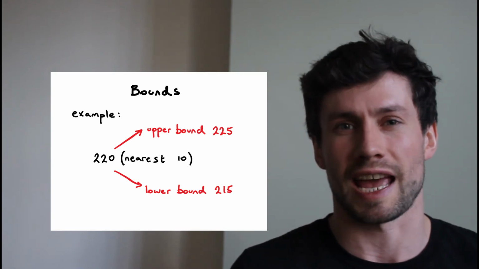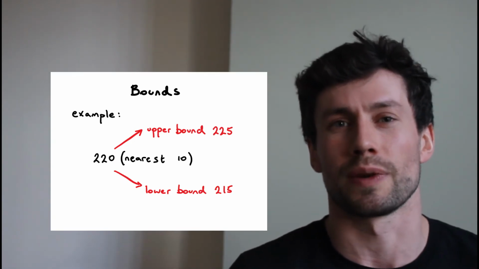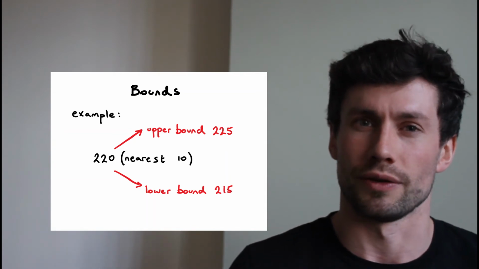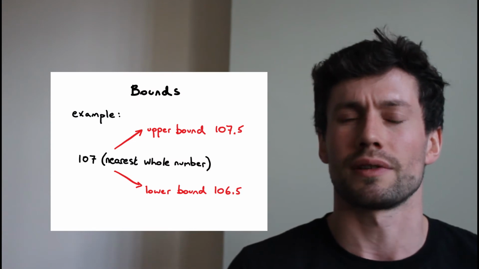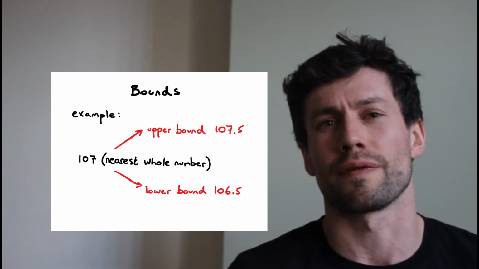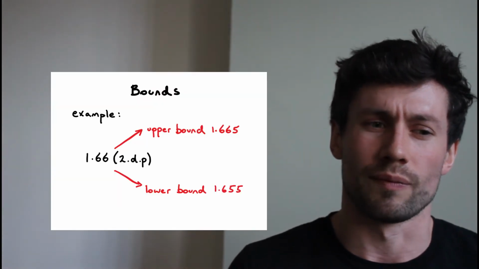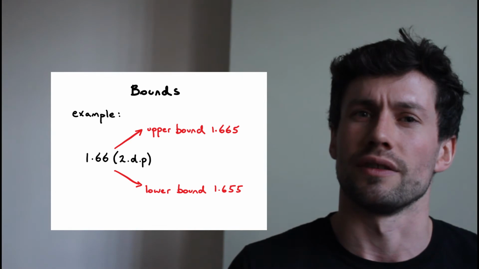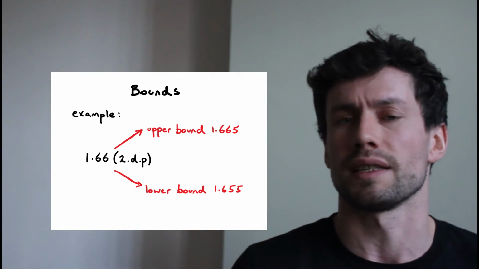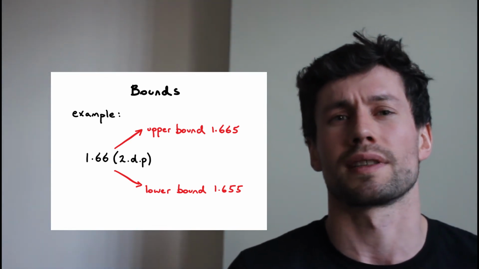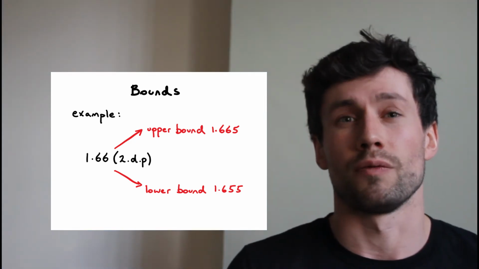Here's some more examples. If you were given 220 to the nearest 10, the upper bound would be 225 and the lower bound would be 215. If you were given 107 to the nearest whole number, the upper bound would be 107.5 and the lower bound would be 106.5. And if you were given 1.66 to the nearest 2 decimal places, the upper bound would be 1.665 and the lower bound would be 1.655.